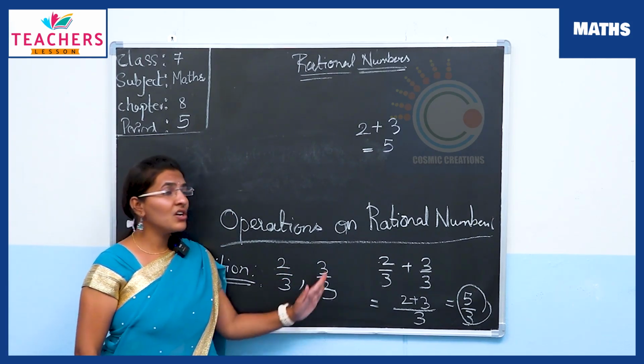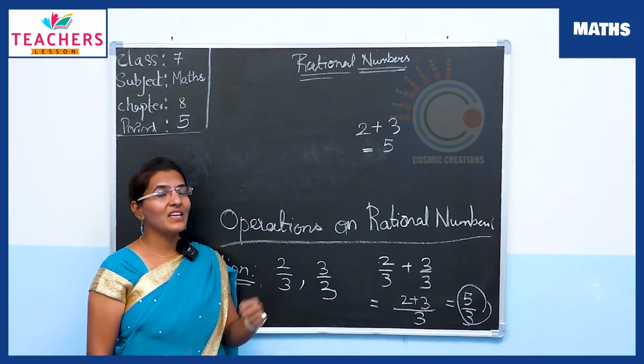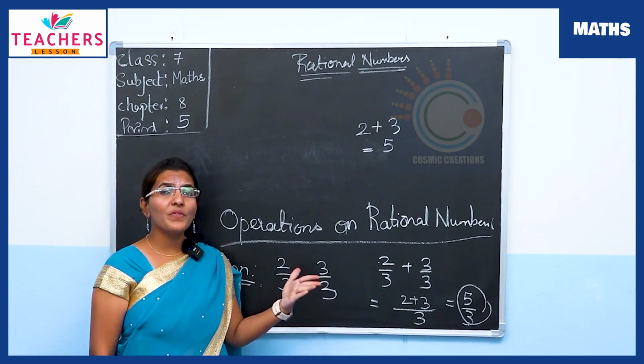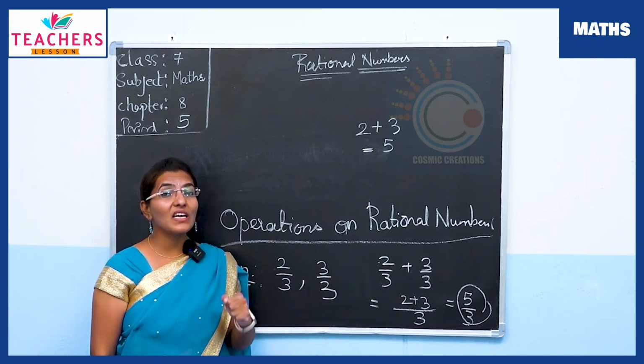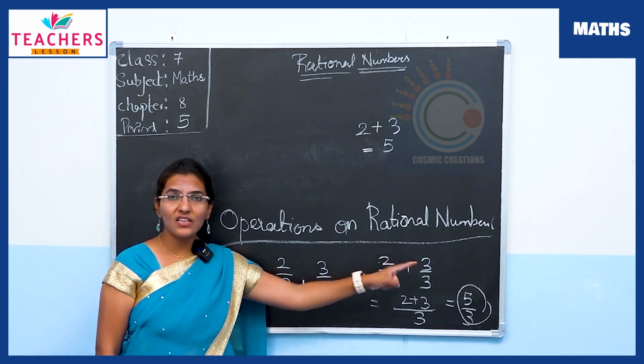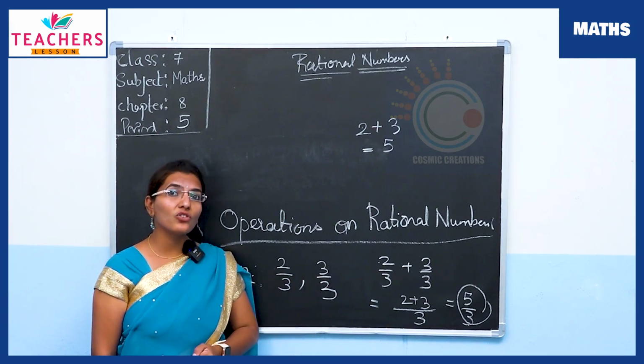So understood, right? This is how you perform the arithmetic operation between two given rational numbers. Here the denominators are common, so when the denominators are common, directly you add the numerators. So what if the denominators are not common?